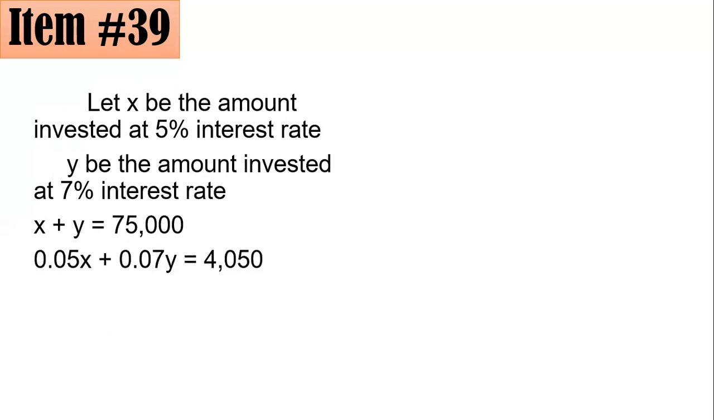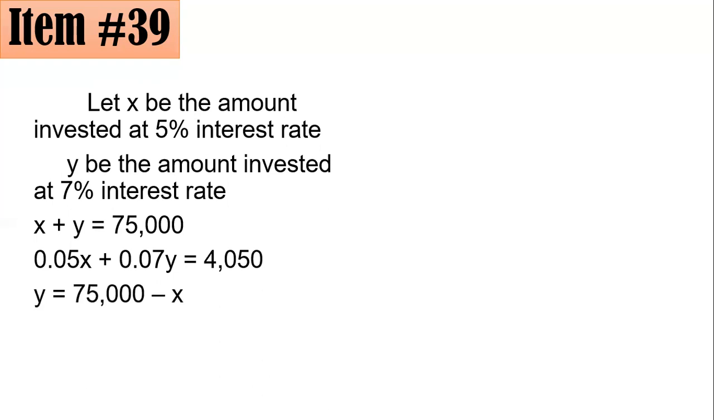And remember, this is annual, so this is PRT. Remember, simple interest is PRT. So the principal is x times the rate, which is 0.05, times 1, which is 1 year, the time. That's why 0.05x is the interest for 1 year for x amount. And for the y amount you invested at 7%, the interest per year is 0.07y. And the total of these two interests is 4,050.